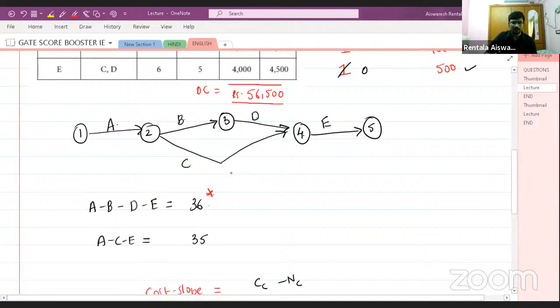Then what will happen to this? If I crash activity E, then this by 1 day I'm saying. Okay. So only 1 day we are crashing because limited. So if I crash it by 1 day, then what will happen? This becomes 35 and this will become 34, right? Because activity E is present in both the paths. So in whichever path this particular activity E is present, the duration of all those paths will be reduced by a single day.